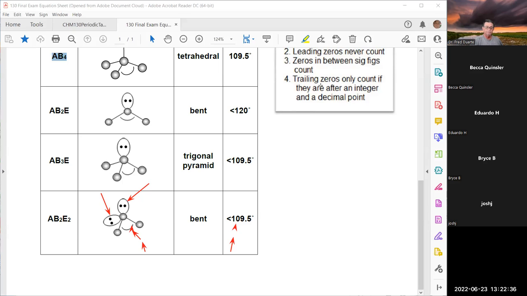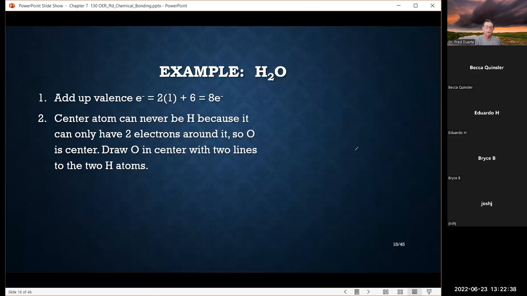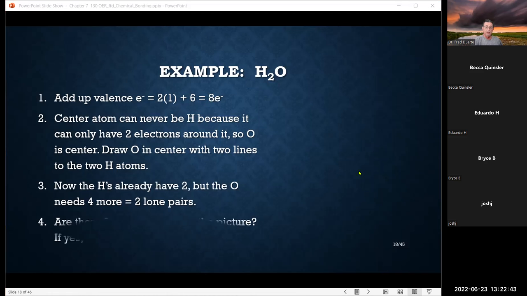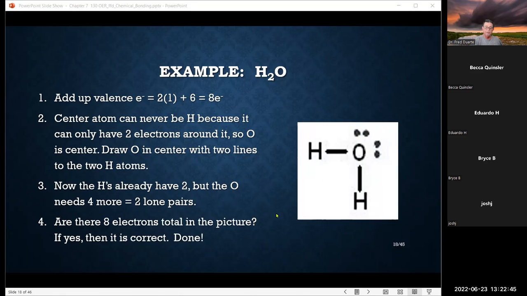All right, so now this is basically what I just went through with respect to water, and we end up with that particular structure, okay?